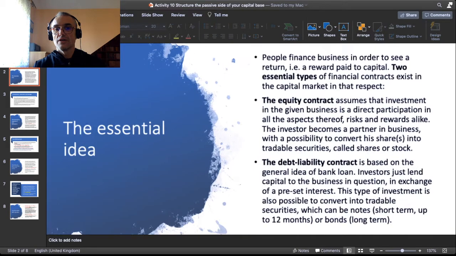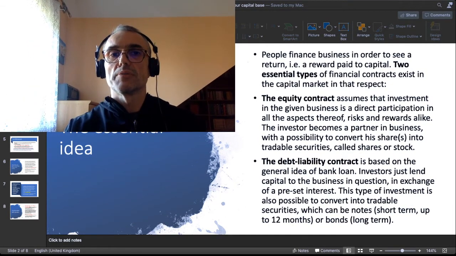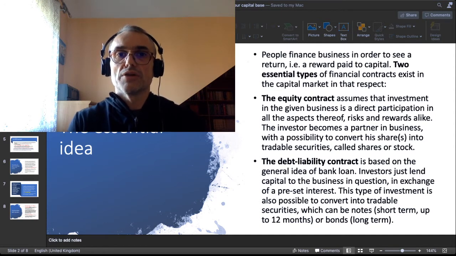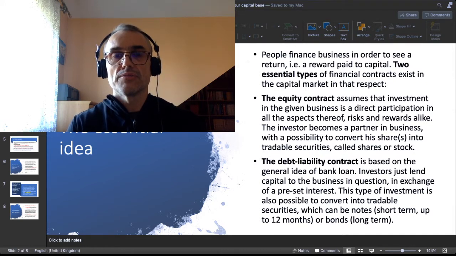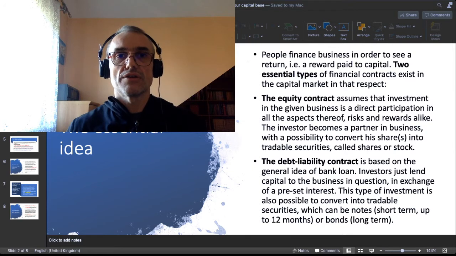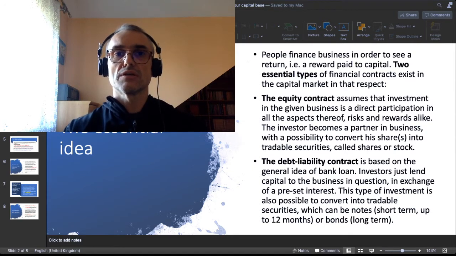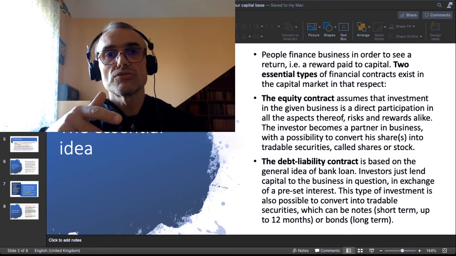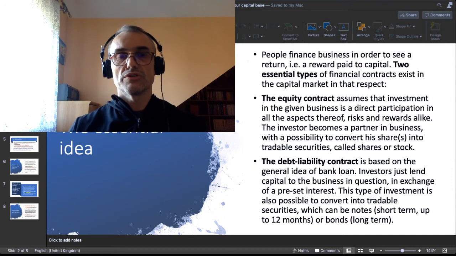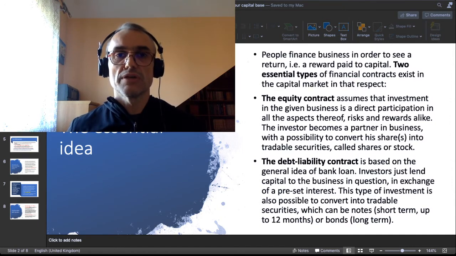the essential idea that we have when it comes to the passive side of our capital base in a business. People finance businesses because they expect a reward, because they expect a return on investment. And historically, by sheer experience and business practice, two essential types of contracts have emerged and still are there in the market as it comes to investing money in a business. There is the so-called equity contract on the one hand, and there is the debt liability contract on the other hand.